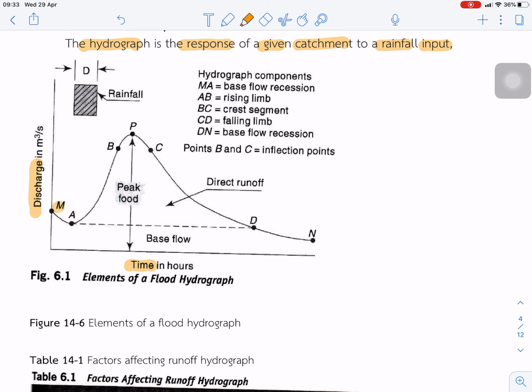The first part, MA, is the base flow recession from before the rainfall, and next is the rainfall. After the rainfall, there is AB, the rising limb, during rainfall, and once the rainfall stops there is the crest segment. CD is the falling limb, and the end is the base flow recession.